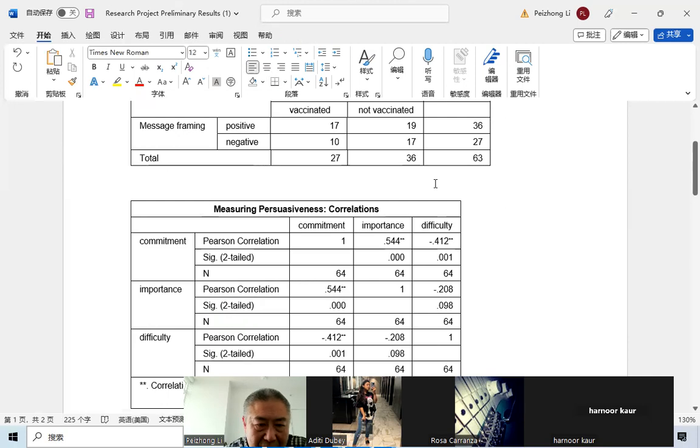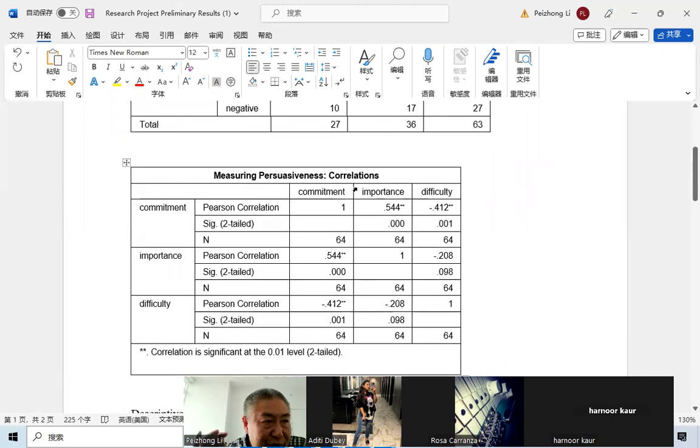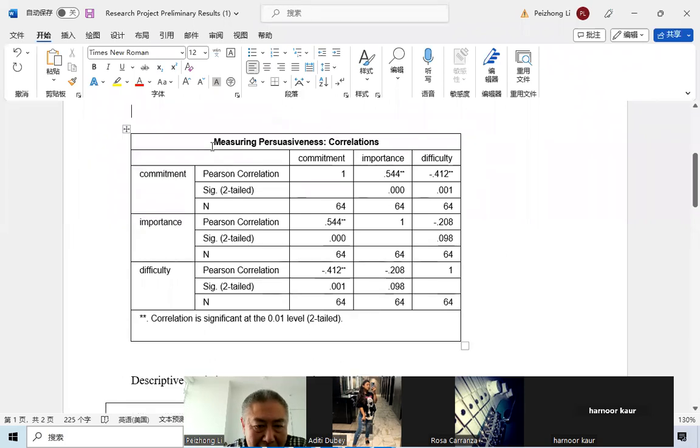And that's a simple check of the subject, how many subjects you have. That's the first part of your result section, the participants. And then next, you want to look at the measures of persuasiveness. So how did we measure persuasiveness? We asked people 3 questions.